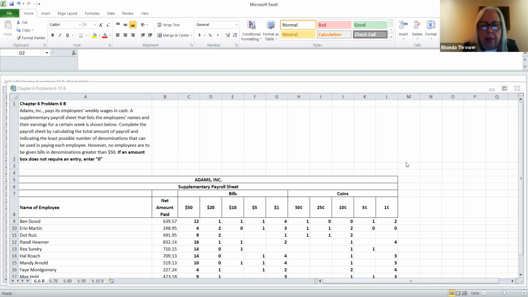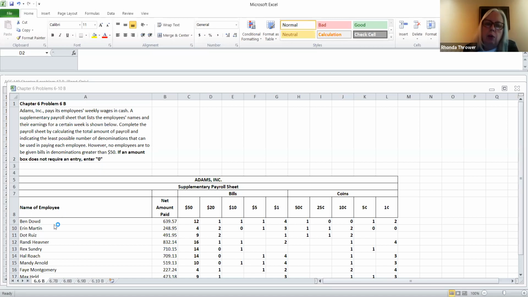Adams Incorporated pays its employees weekly wages in cash. A supplementary payroll sheet that lists the employees' names and their earnings for a certain week is shown below. Complete the payroll sheet by calculating the total amount of payroll and indicating the least possible number of denominations that can be used in paying each employee. However, no employees are to be given bills in denominations of greater than $50. If an amount does not require an entry, enter 0.